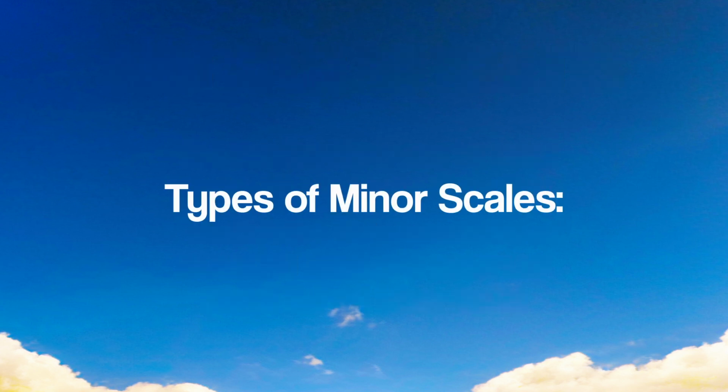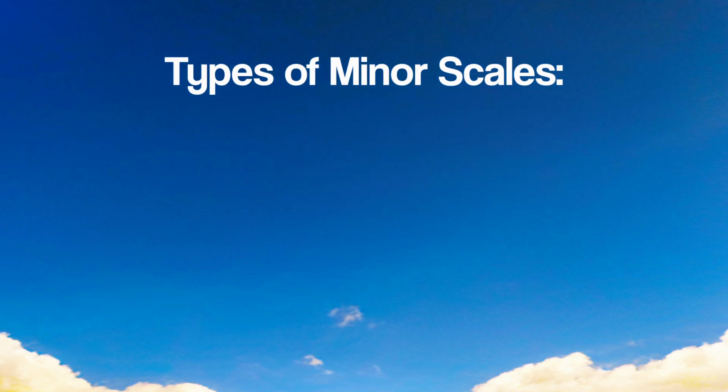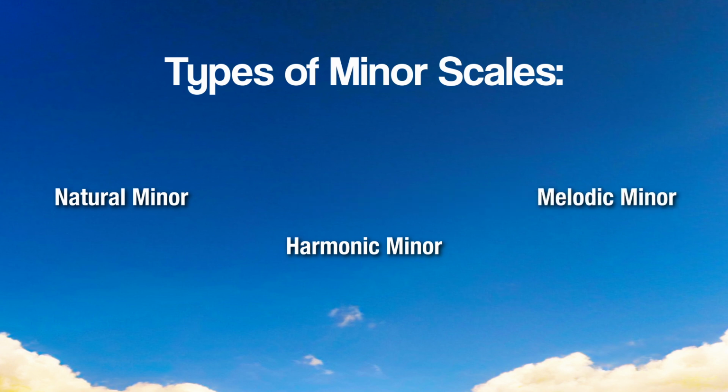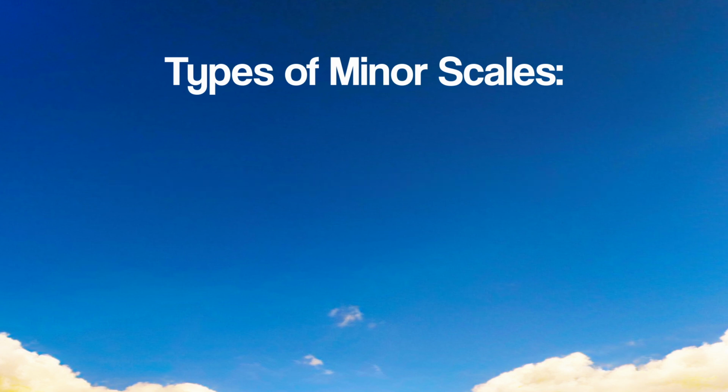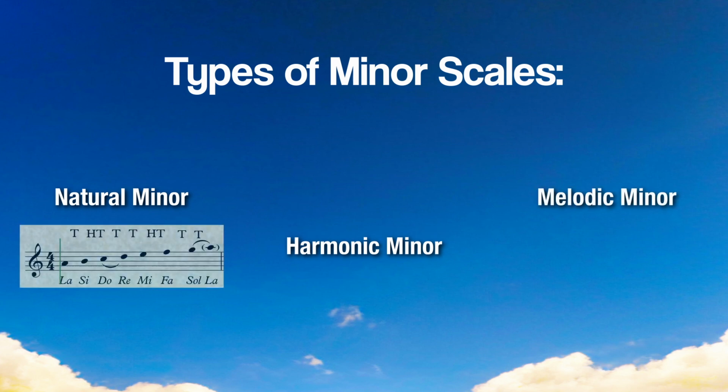When talking about minor scales, we have three different possibilities: the natural minor, the harmonic minor, and the melodic minor. Each one of these scales has a different flavor and contains different harmonic relations. The natural minor scale, having a natural 7th degree, misses the leading tone, which is instead called subtonic, and gives it a more modal flavor, being identical in structure to the Aeolian mode.